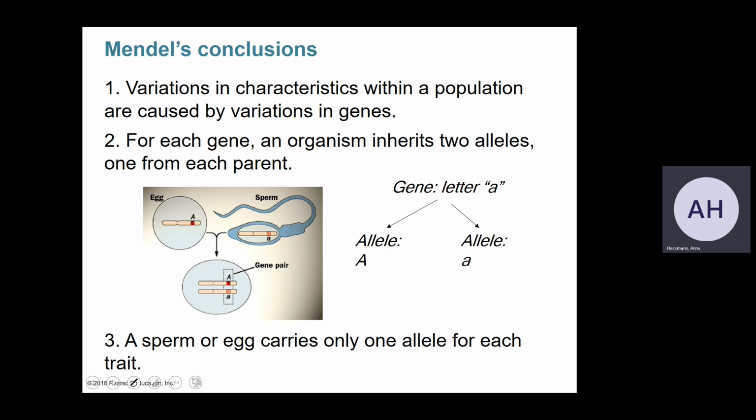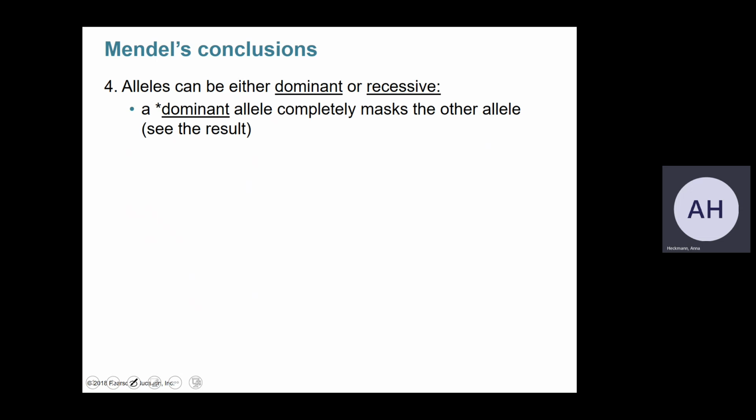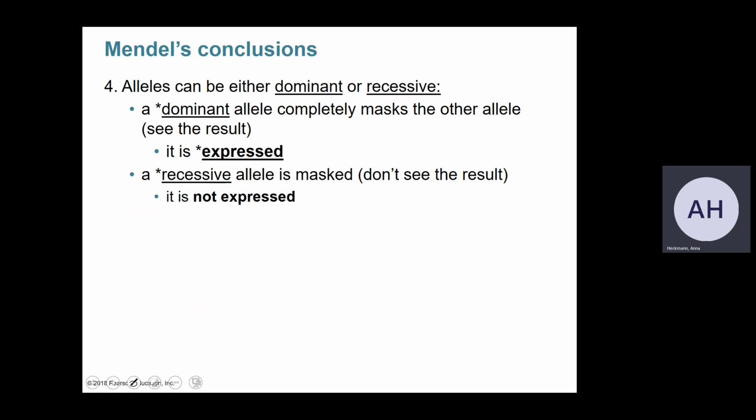You can also see in this image Mendel's third conclusion, which is that a sperm or egg carries only one allele for each trait. Mendel's next conclusion was that alleles are either visible or not visible as a phenotype. That is, a dominant allele is expressed, meaning you see the result. A recessive allele is not expressed, meaning you do not see the phenotype.